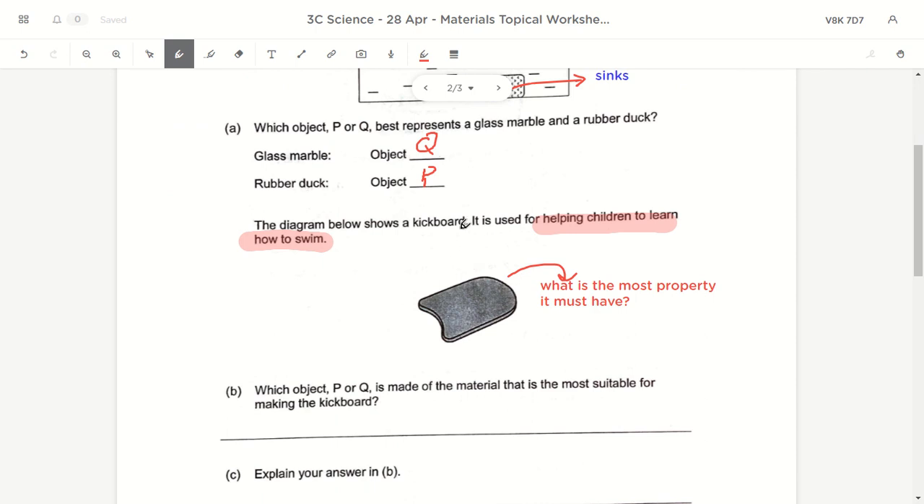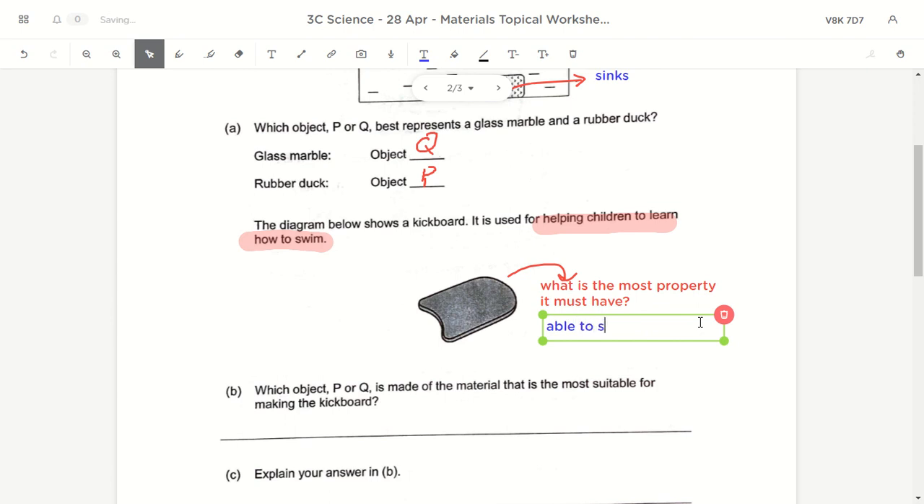I have a kickboard. Some of you learn swimming, you probably have used this before. You hold it as you learn how to swim, to help pupils learn how to swim. So if a kickboard is to help children to learn how to swim, what property must it have in relation to this question? You realize that it's not about strong or flexible or anything else. It is that it must be able to float.